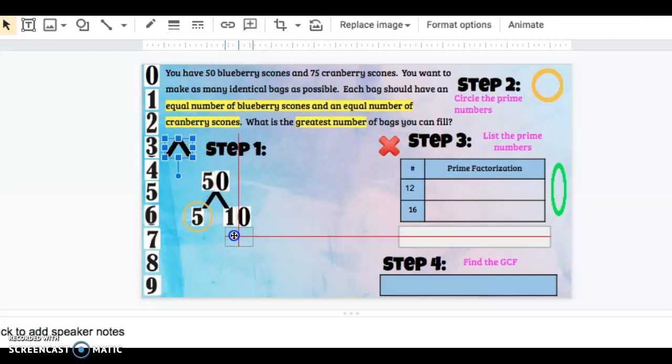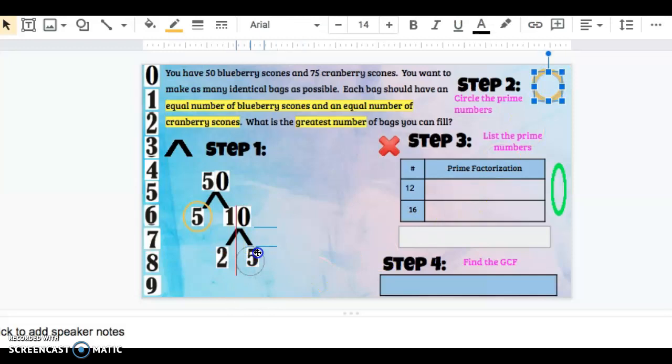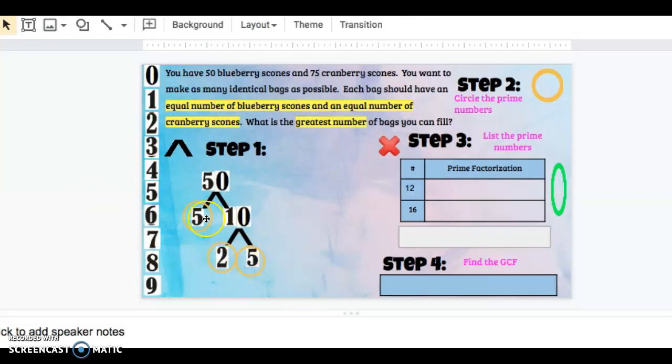So I can break up 10 now to 2 and 5. So I have them broken up. Well, I know 5 is already a prime number, so I can circle 5. And I know 2 is a prime number because when I listed that out on a piece of paper next to me, 2 was the first one I wrote down. So 2 is a prime number as well. So now that my prime tree has only apples, now I got to move on to 75.